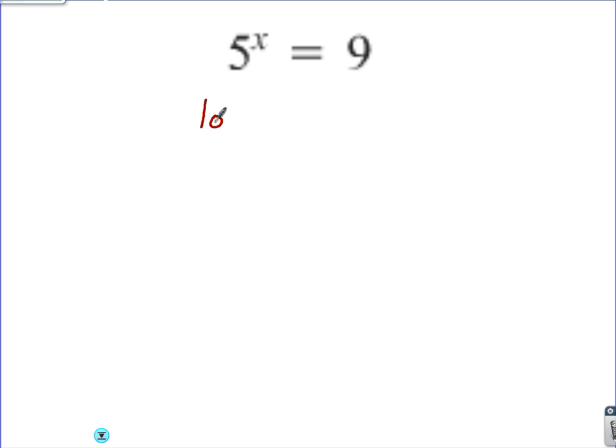This would be log base 5 of 9 equals x. So x is that. Well, that's great. What is that? Well, if you remember yesterday, the way you would solve that is say, okay, 5 to some power is 9. That doesn't help because that's what the equation was, right?